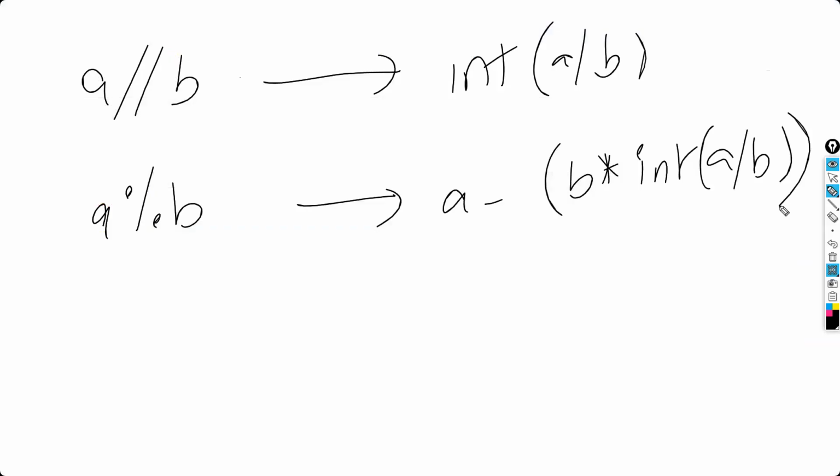Sir, I don't want the backend code, sir. Just explain the concept. One gives the quotient value, one gives the remainder value. Modulo will give you the remainder. Floor division will give you the quotient.